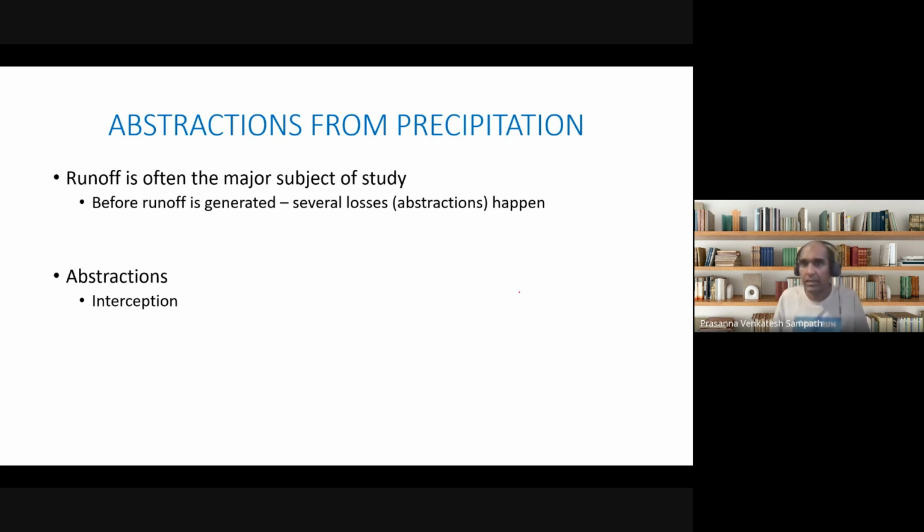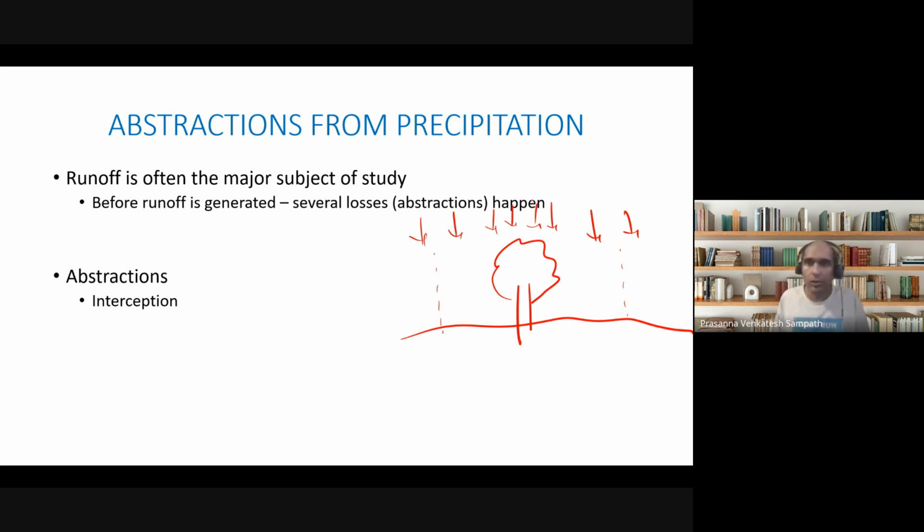Let's say I have a tree, right, and rainfall is falling from above, and this is my land surface. Wherever there's a tree, the raindrops will come and fall on the surface on both sides of the tree, but right at the location where the tree is present, the leaves are going to act as some kind of a barrier, and they will intercept the rainfall before it hits the ground. Okay, so that's one thing that can happen, interception.